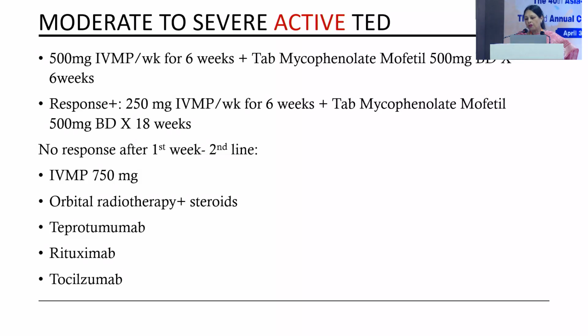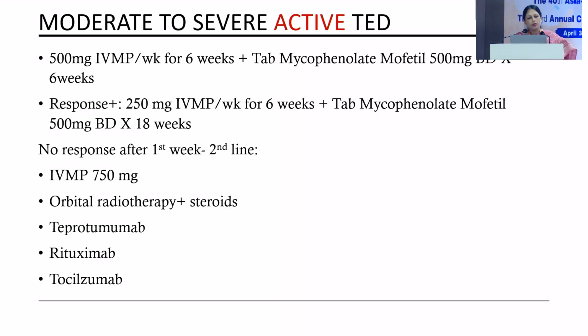Earlier we all used to give a lot of oral steroids, but I think most of us have shifted to IVMP now. This is the standard dose where we give 500 milligram of IVMP weekly for 6 weeks, which is decreased to 250 milligram weekly for the next 6 weeks. The recommendation is that it should be combined with mycophenolate mofetil 500 milligram BD for 6 weeks in the first phase, and for 18 weeks mycophenolate continues a little longer, and together they are supposed to give a better treatment response rather than IVMP alone.